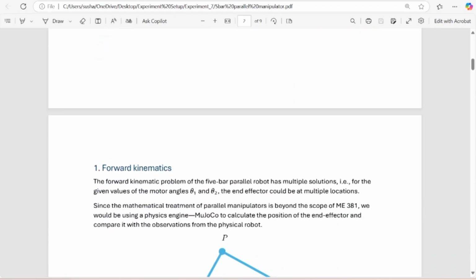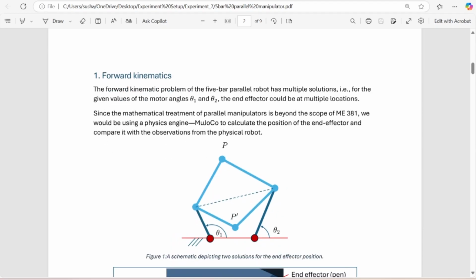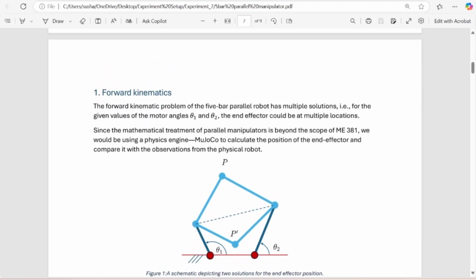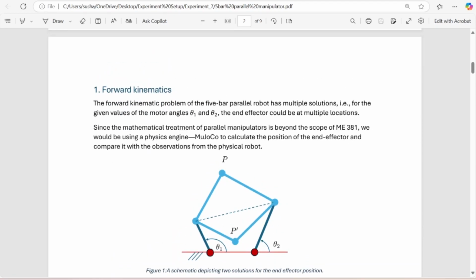So the first experiment for today is the forward kinematics. Now this is what we mean by a 5 bar mechanism. The forward kinematics of the 5 bar is a little bit more involved as compared to a 2 degree of freedom serial manipulator, essentially because if you look at the point P and P dashed, you can see that for the same theta 1 and theta 2, they can have two positions. P and P dash can have two solutions.